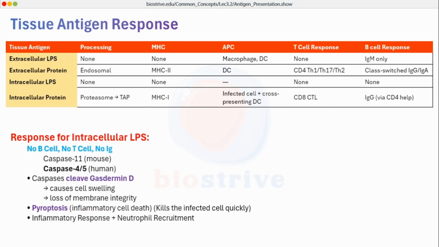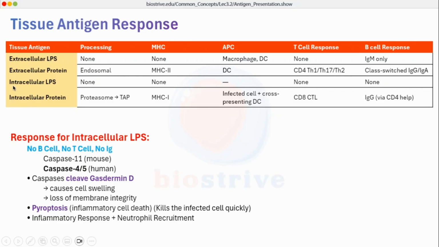Now, in a nutshell, for a tissue antigen, if it is extracellular lipopolysaccharide, it will not be processed. MHC processing will not be there. MHC processing is only for the proteinaceous antigens. The APCs involved are macrophages and dendritic cells. T cell response is only for proteinaceous antigens, so there will be no T cell response in case of extracellular lipopolysaccharides, and there will be only IgM, with no class switching.